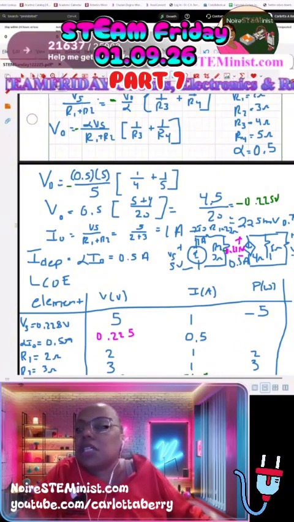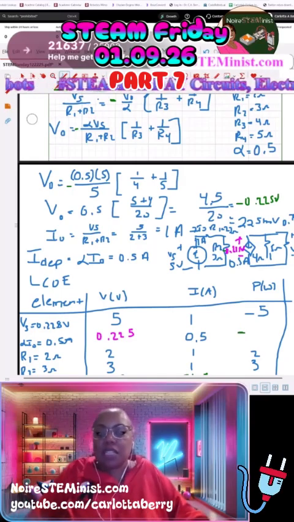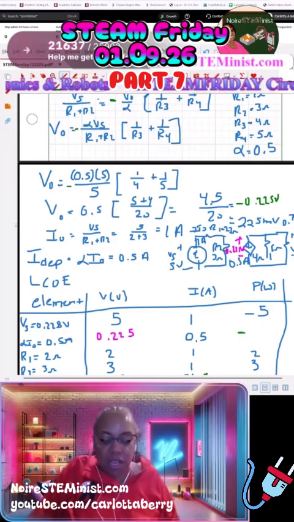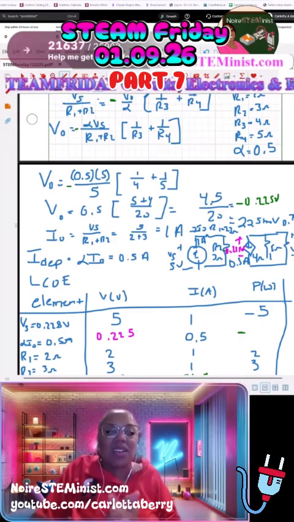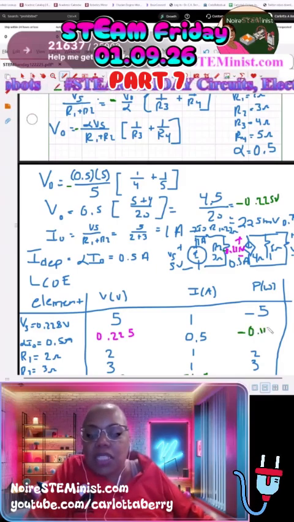So now the dependent source is, because that sign flipped, it is now also delivering power, and the power that it is delivering is 0.5 times 0.225, which is negative 0.1125. This is the benefit of making this table, is that I can quickly tell when there's a mistake.